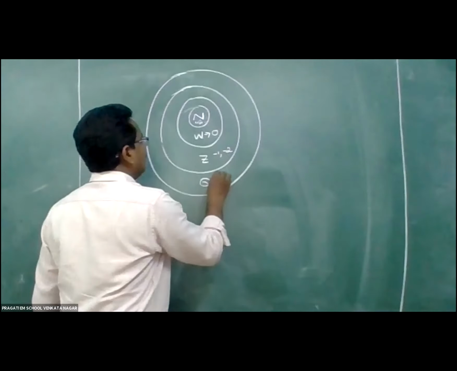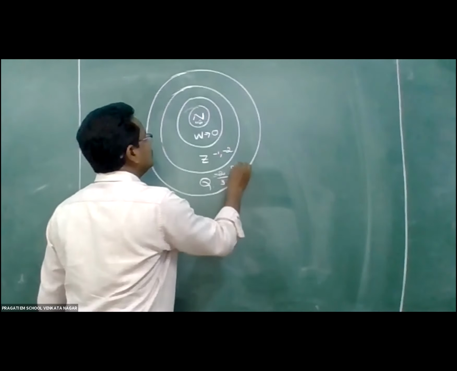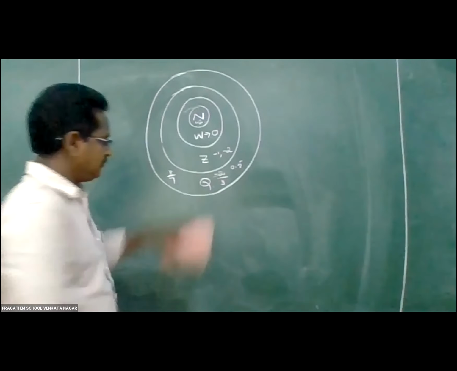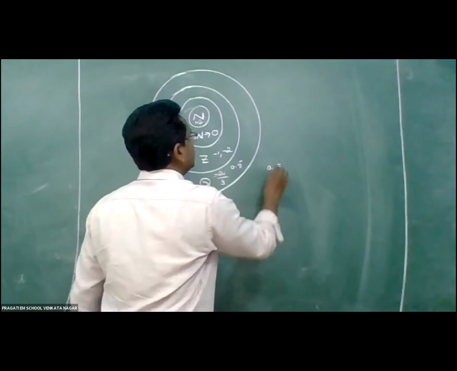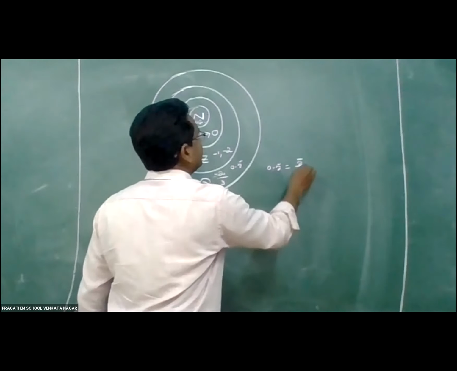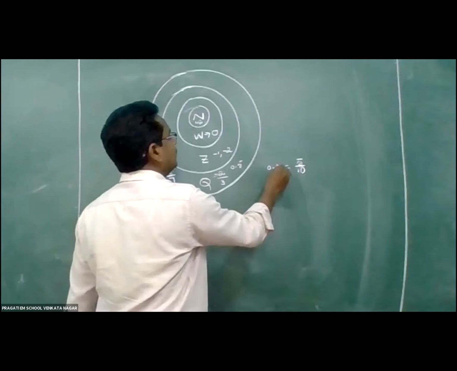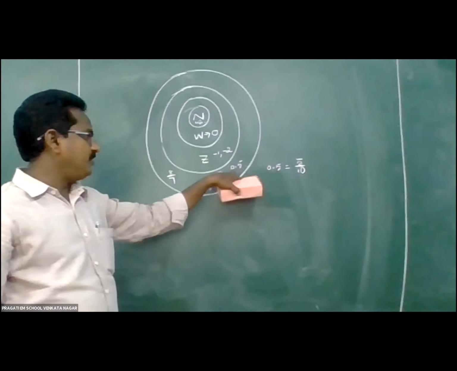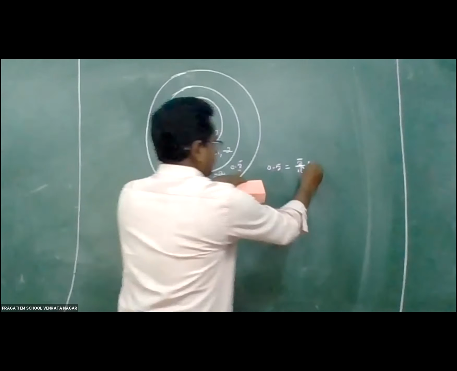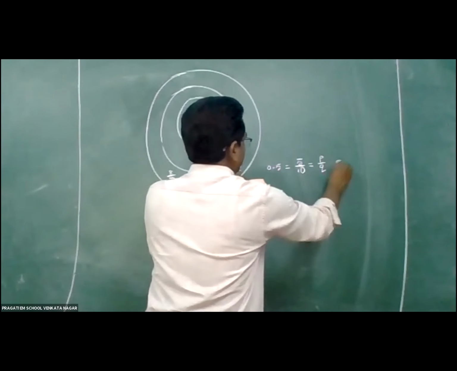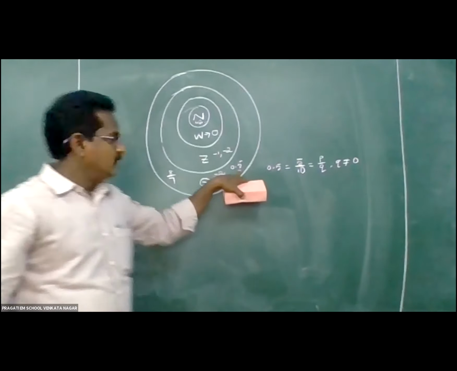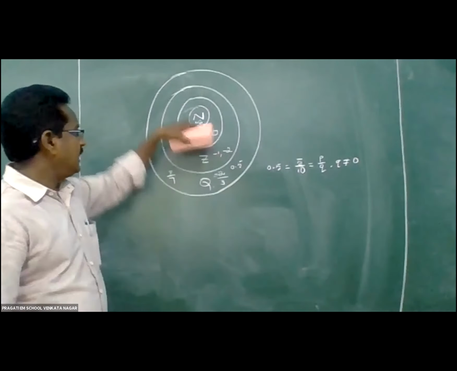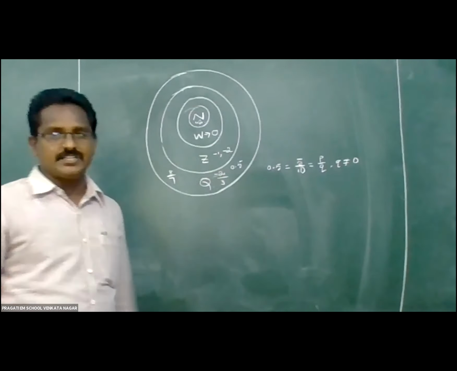Means -2 by 3, 0.5, 8 by 7, like this. These are rational numbers. Why? Because 0.5 is a decimal number with one digit after the point, it can be written as 5 by 10. So 0.5 can be written in the form of p by q, so it is also a rational number. Yes, natural numbers, whole numbers, integers, and rational numbers.